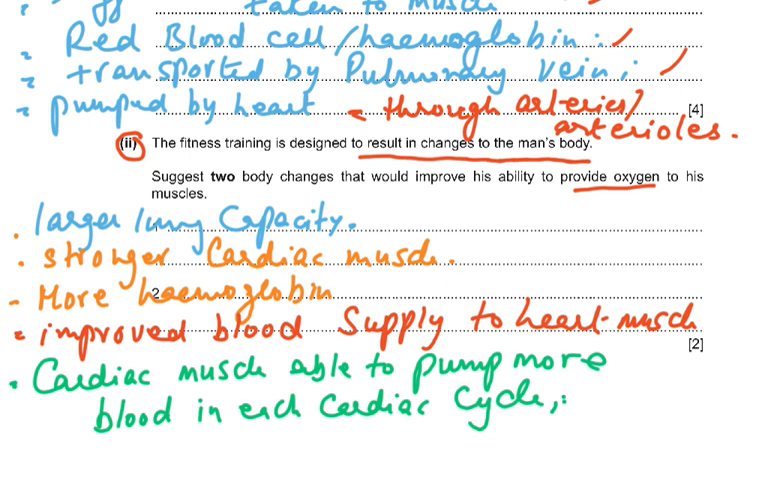So you can see there are 5 points. Larger lung capacity, stronger cardiac muscle, more hemoglobin, improved blood supply to heart muscle, cardiac muscle able to pump more blood in each cardiac cycle. Basically, you had to give 2 body changes that would improve the ability to provide oxygen to the muscles. So, providing oxygen means the heart beating more forcefully, or more number of times per unit time. Heart beats 70 to 80 times per minute. So the more effective the circulation, the more oxygen will be reaching the muscles.